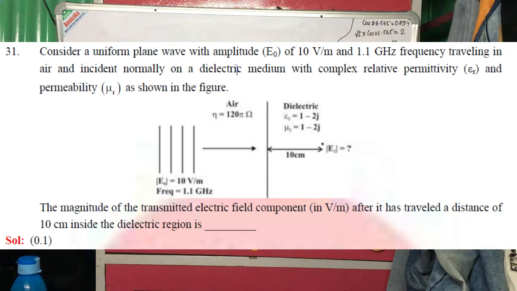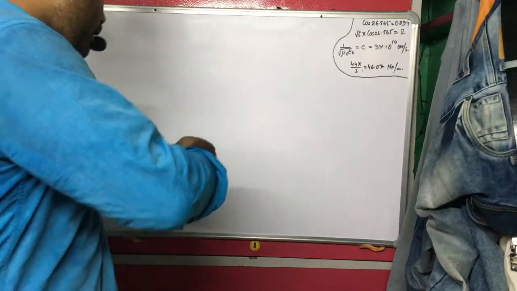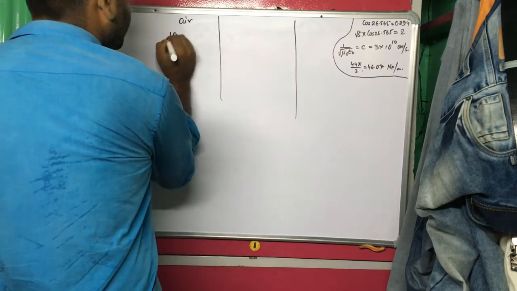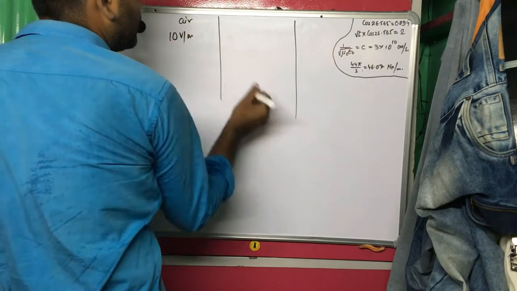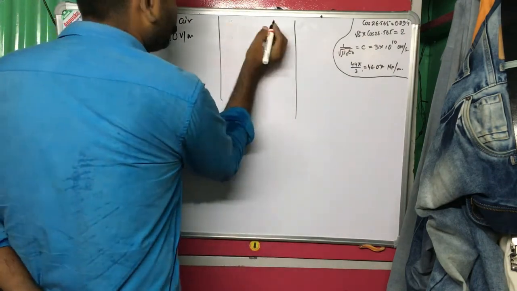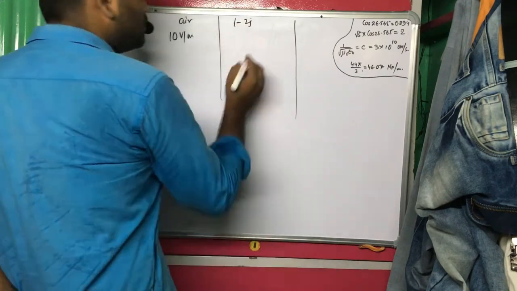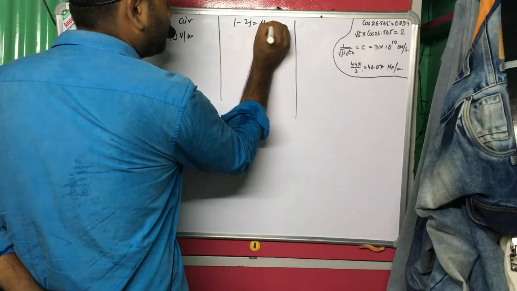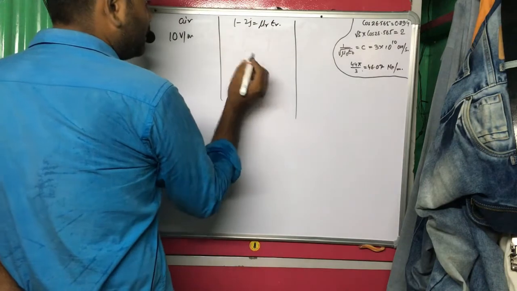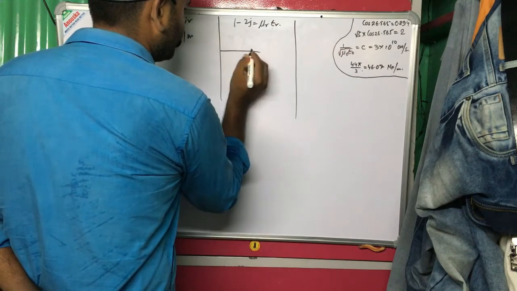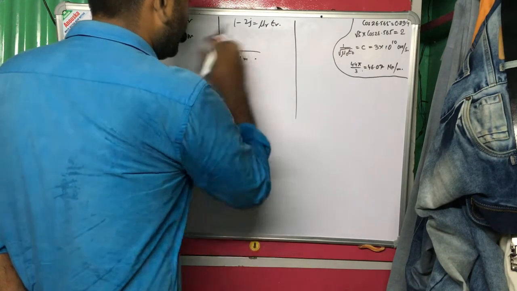And the magnitude of the transmitted electric field component in volt per meter after it has traveled a distance of 10 centimeter inside the dielectric region, okay. So this is air and this is your dielectric medium. Here the amplitude is 10 volt per meter, and mu r and epsilon r are given as 1 minus 2j, both are the same, okay. So this is basically your mu r and epsilon r, right? And you have to find the magnitude or amplitude of the electric field after 10 centimeter, meaning 0.1 meter, in this dielectric medium, okay.